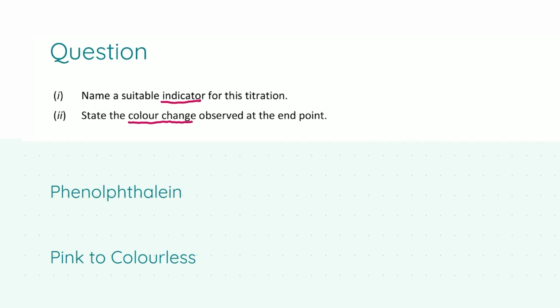Then for part II of this question, they're just looking for the colour change observed at the end point of this reaction. So once you know that equilibrium has been reached, what is the colour change? So it goes from pink to colourless. They don't accept clear, they don't accept anything like that. It has to be pink to colourless. They're the only 2 options there.